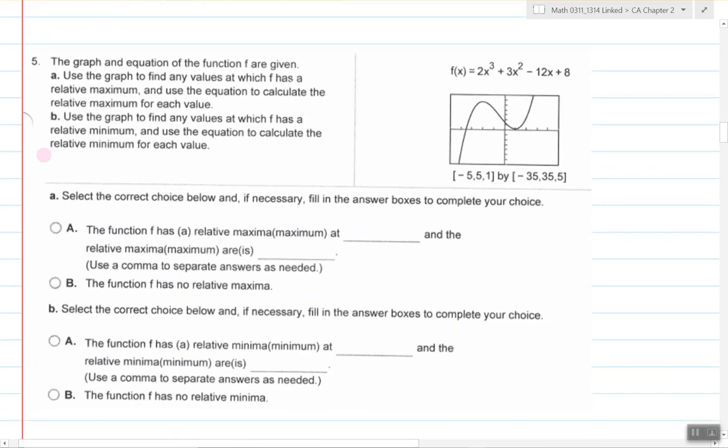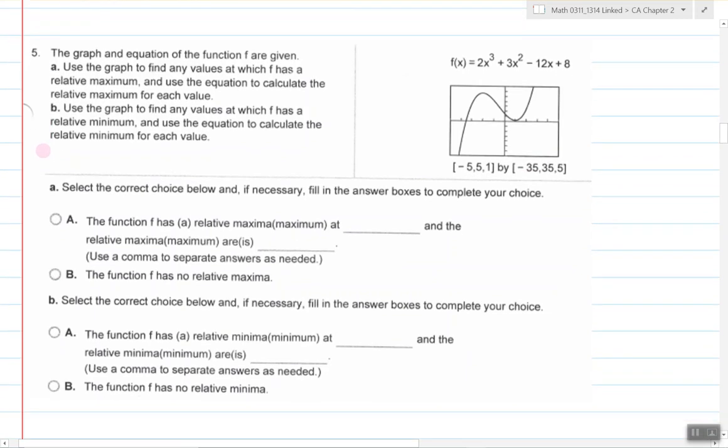All right, new question. It says the graph and the equation of the function are given. Use the graph to find any values at which f has a relative maximum. Use the equation to calculate the relative maximum for each value. And then we'll do the same thing for the minimum.